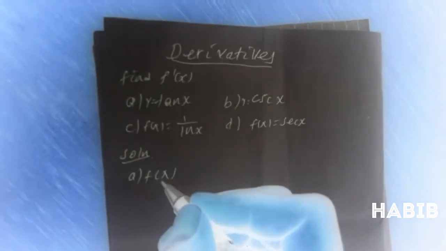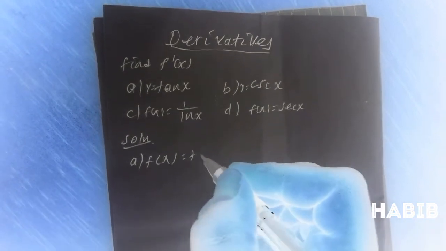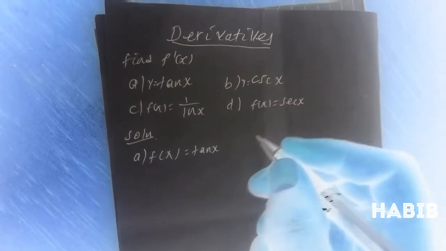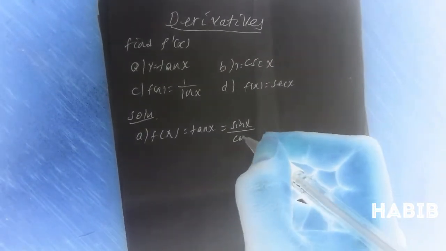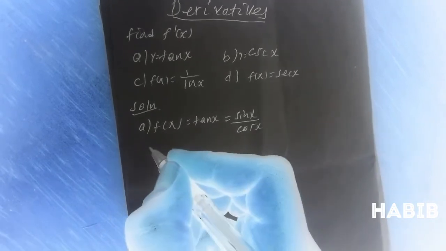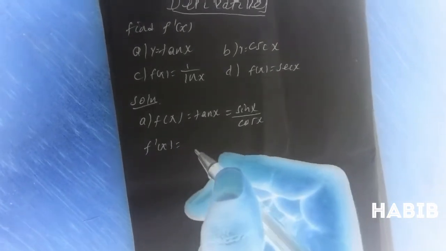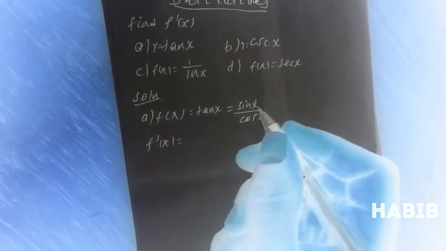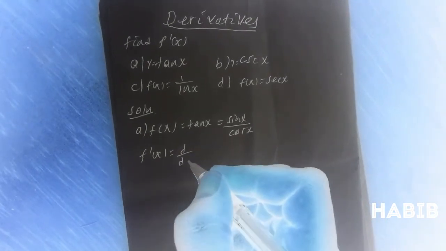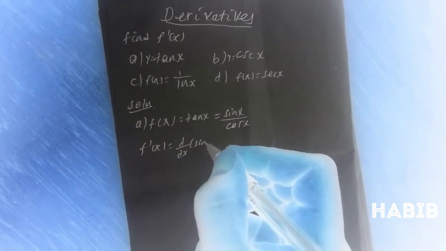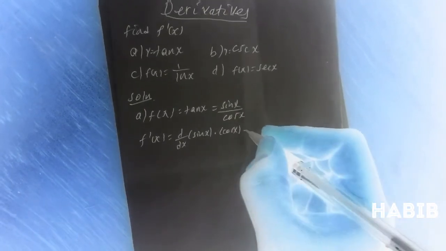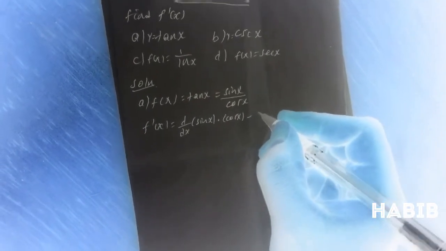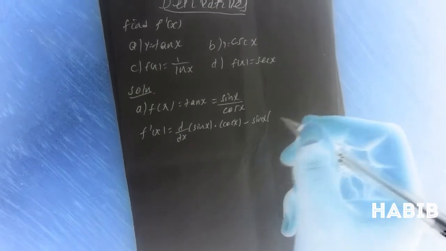Solution: f derivative at x. First, the function f of x is equal to tan x. Tan x means sin x over cos x. Therefore, f derivative at x means the derivative of sin x over cos x, that means the quotient rule.